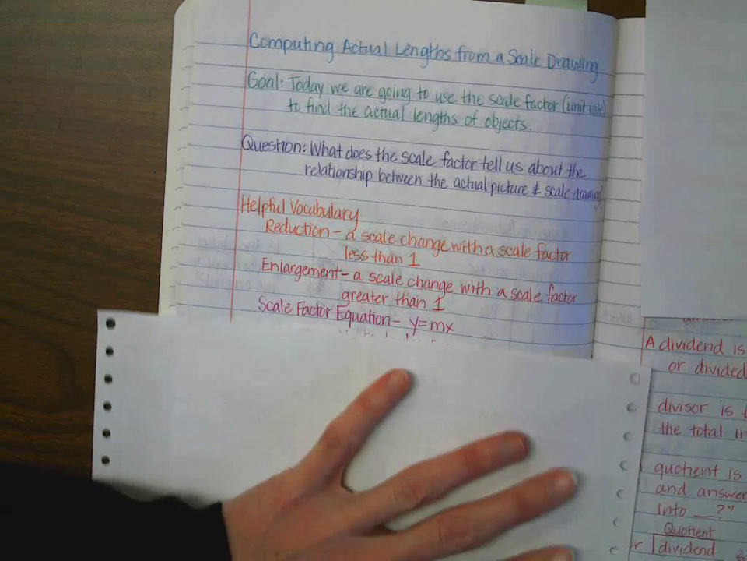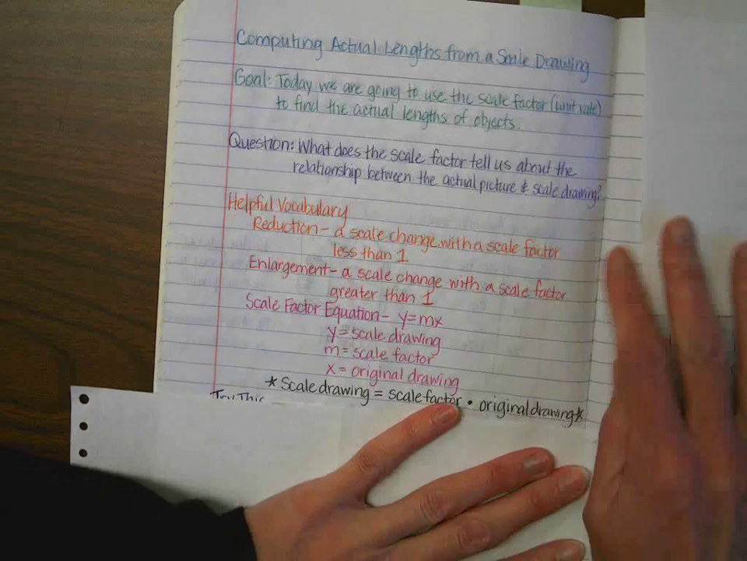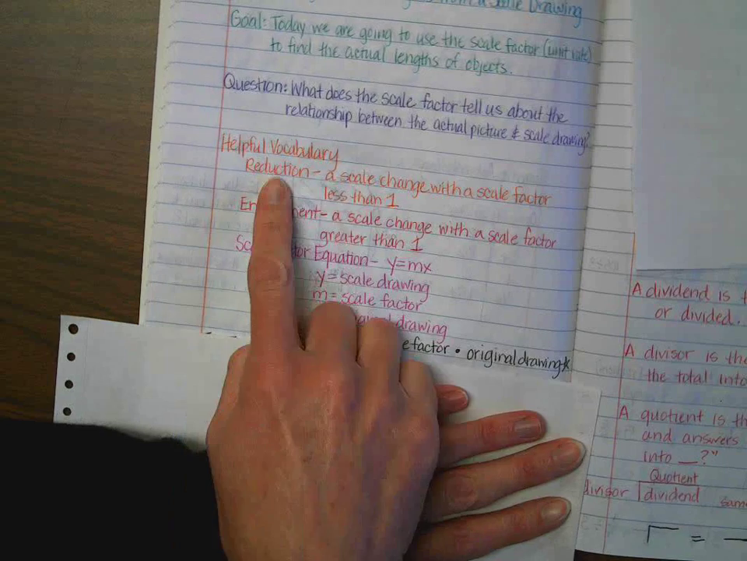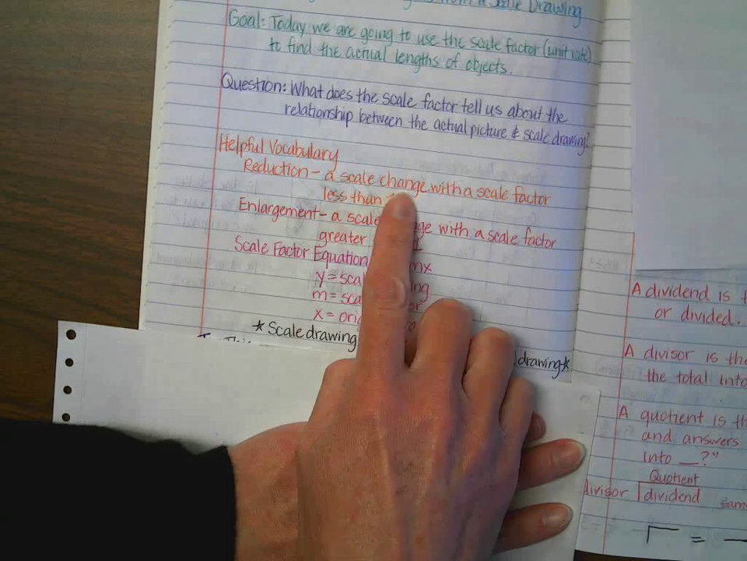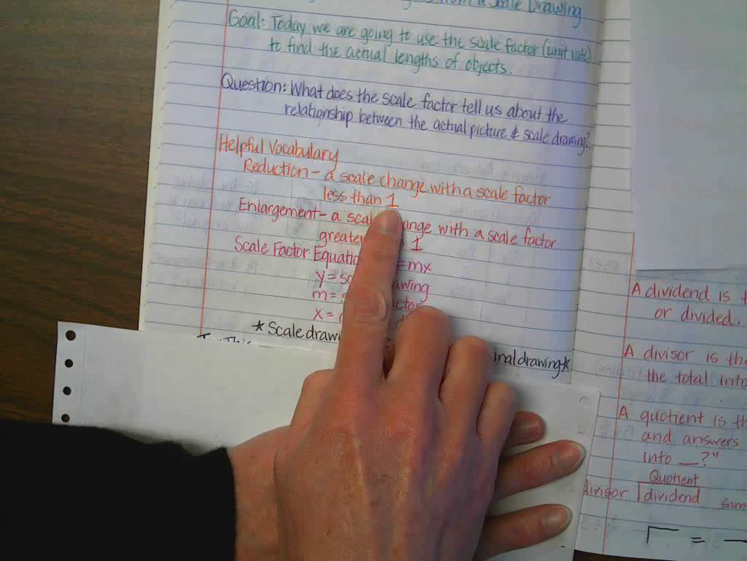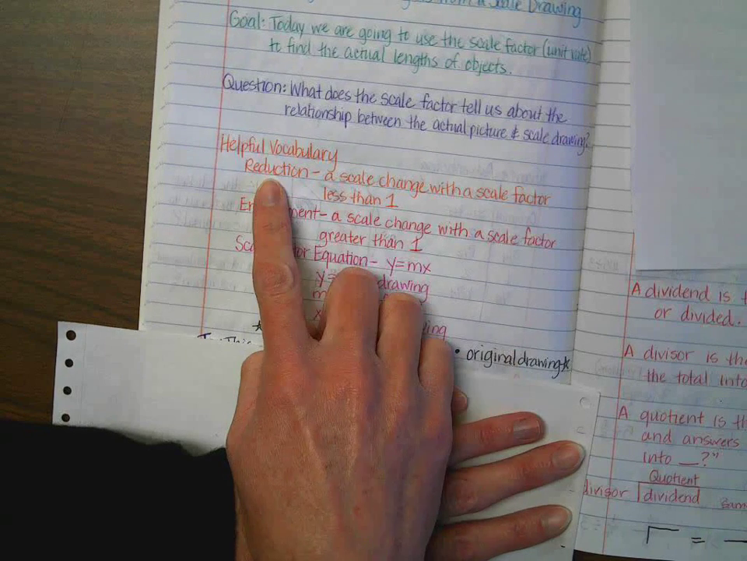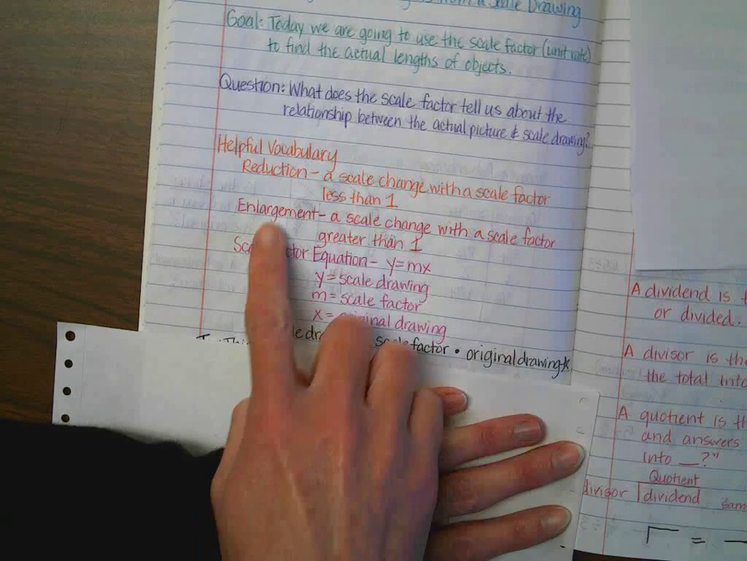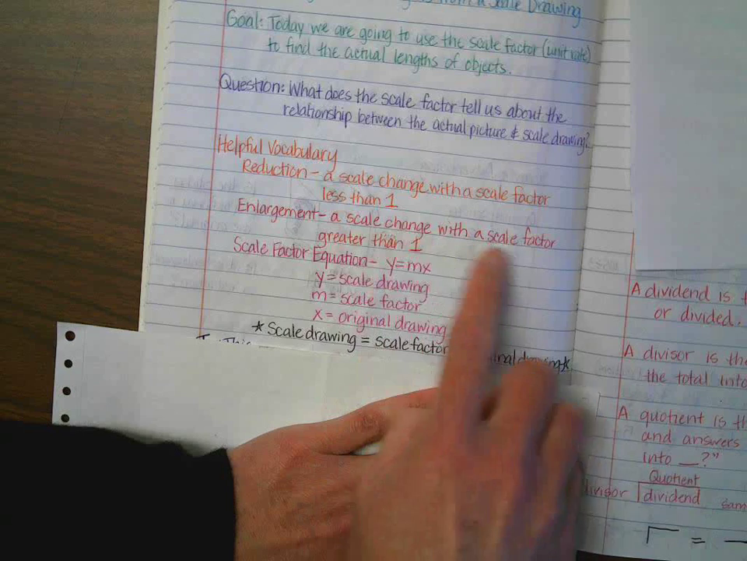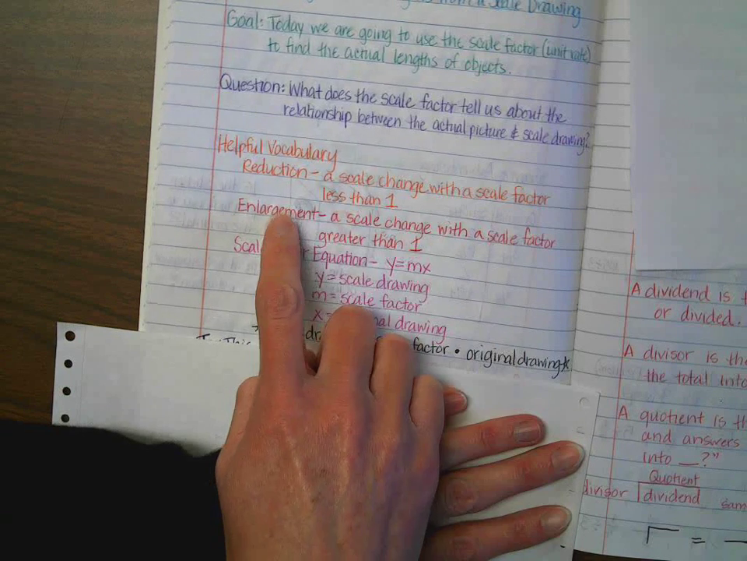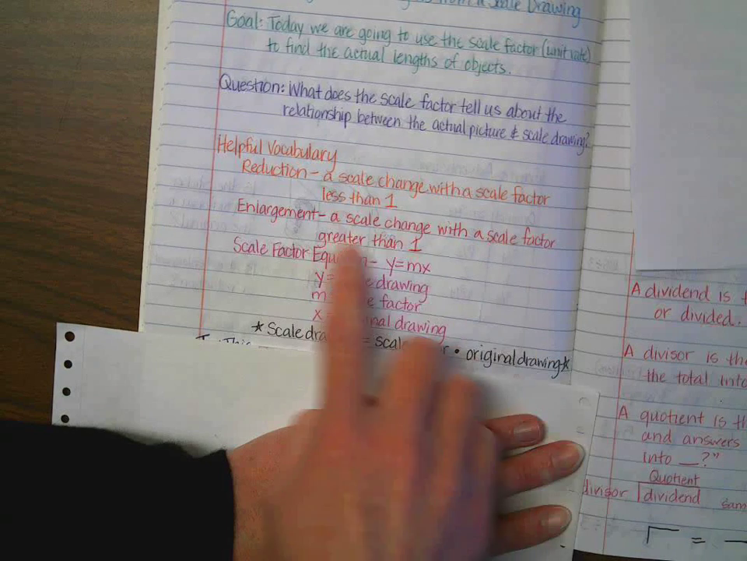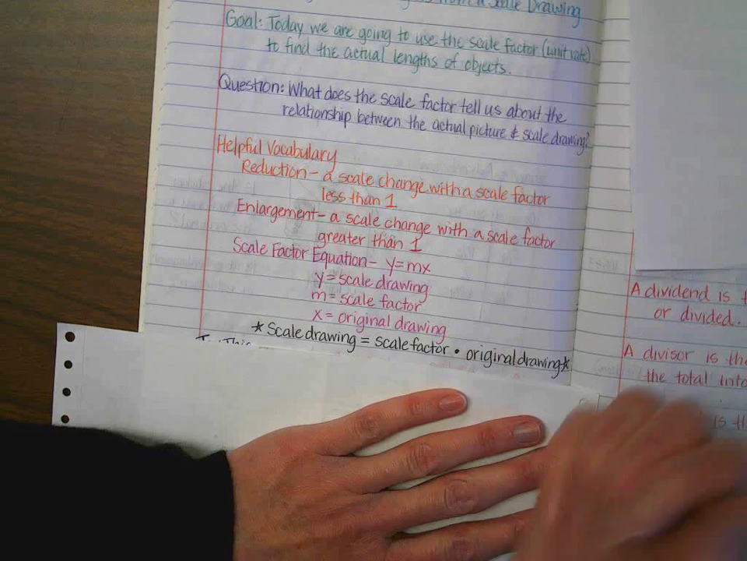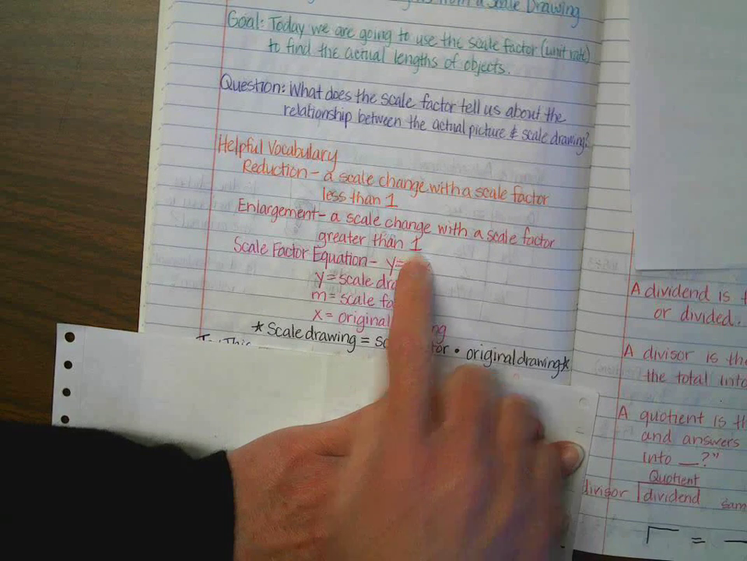Okay. Helpful vocabulary that will help us with this. You need to write these down, and then we need to be able to reference them when we need to use them. A reduction is a scale change with a scale factor less than 1. So if it's a reduction, that means the scale factor is smaller than 1. An enlargement means a scale change with a scale factor greater than 1. So if it's bigger than the original, it has a scale factor greater than 1. So it's going to be 1 and something, or 2, or 3, or 4, because that's all larger than 1.